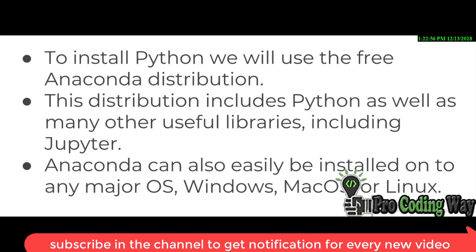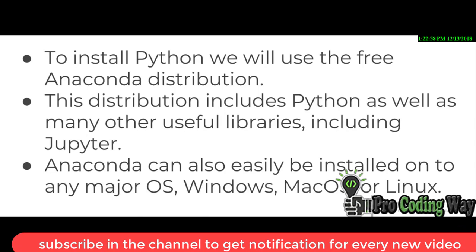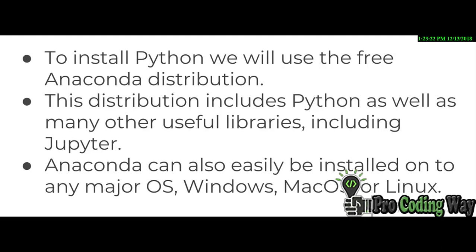So to actually look at all these advantages and start learning Python, we need to install it. And we're going to install Python using the free Anaconda distribution. And the reason for that is that this distribution includes Python as well as many other useful libraries, including Jupyter, which is the notebook system we're going to be using throughout a lot of the course. Later on, we'll use things like text editors to write Python scripts, but when we first start learning, Jupyter is a great choice. Now, another reason we choose Anaconda is that it can be easily installed onto any major operating system, such as Windows, macOS, or Linux.